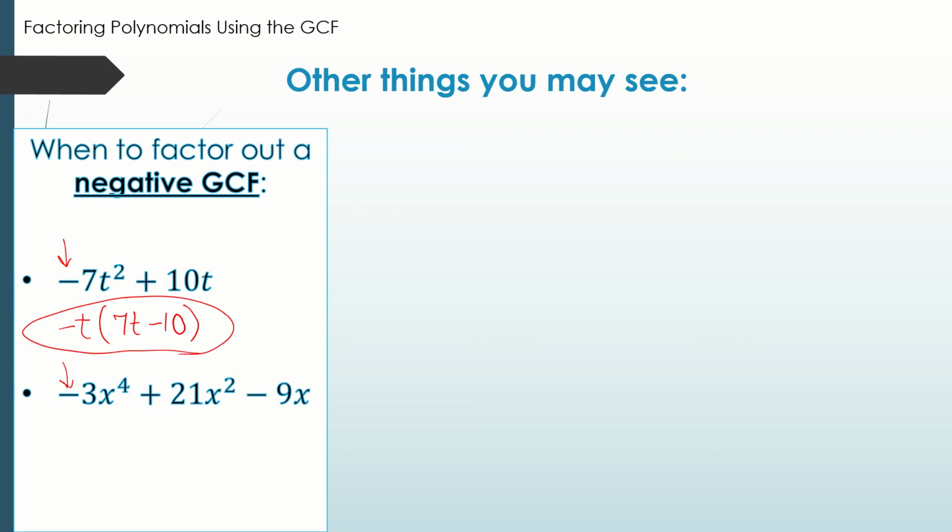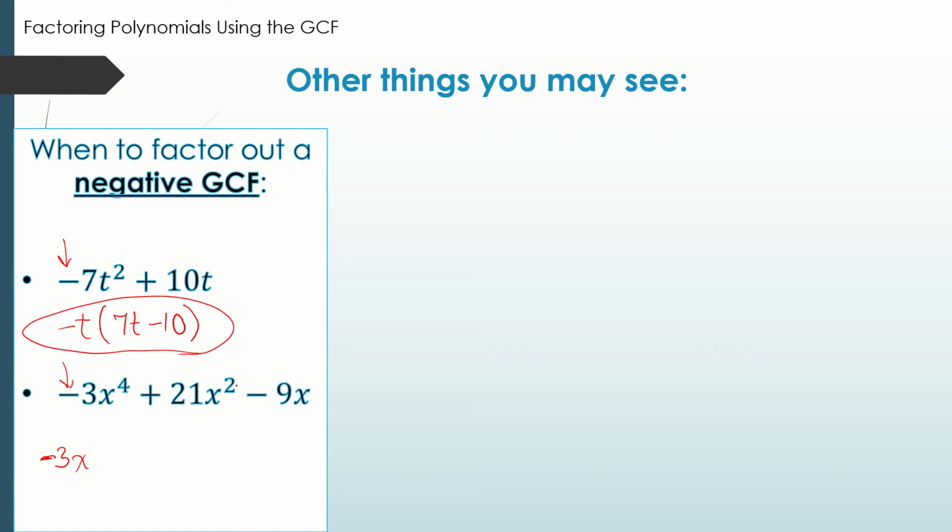Let's take a look at another example of that. So here I have negative 3x to the fourth plus 21x squared minus 9x. I have 3, 21, and 9. The greatest common factor between those three terms is 3. My first term is negative, so I'm taking out a negative 3. Look at our variables. I have x, x, x. All of them have an x, so I know I can take that out.